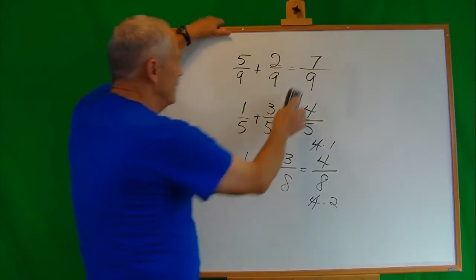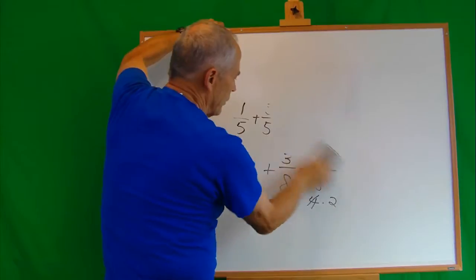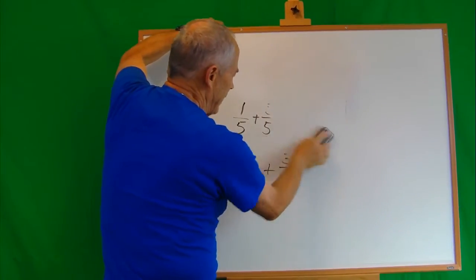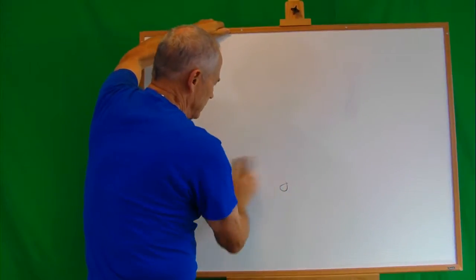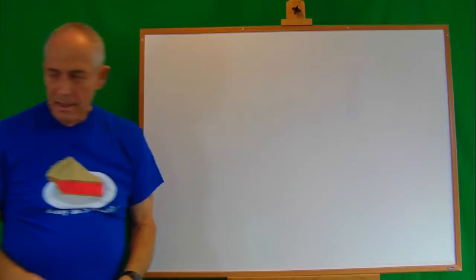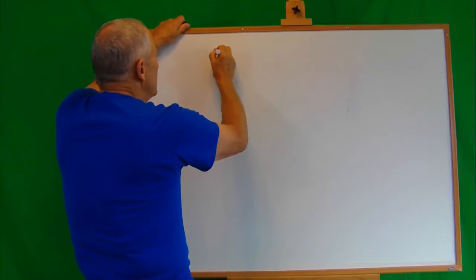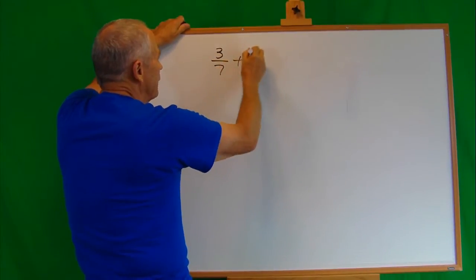And that is, what do we do when we add things that don't have a common denominator? So if I have 3/7 plus 4/5.